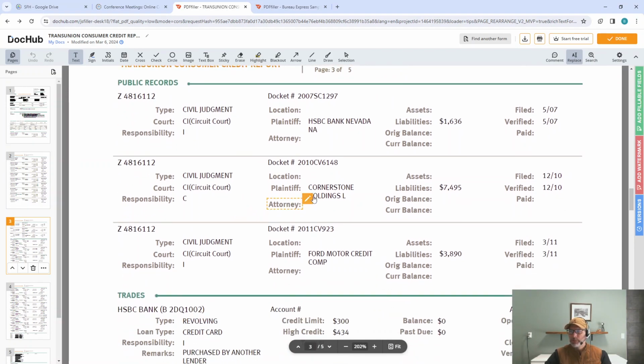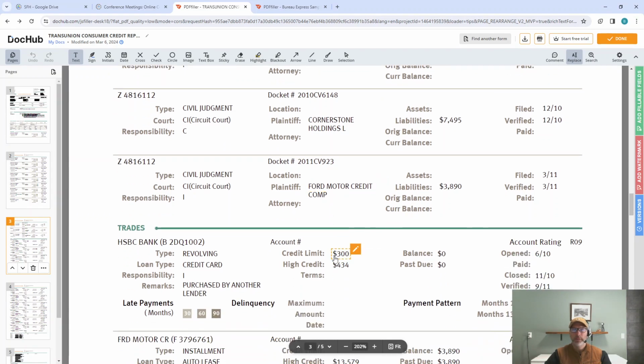We have other judgments, Cornerstone Holdings and Ford Motor Credit. So Ford Motor Credit they obviously are a car financier. They lend a lot of money on cars. So this person, it looks like, has a history of having some financial issues, and an underwriter is going to have some concerns about giving them a further loan.